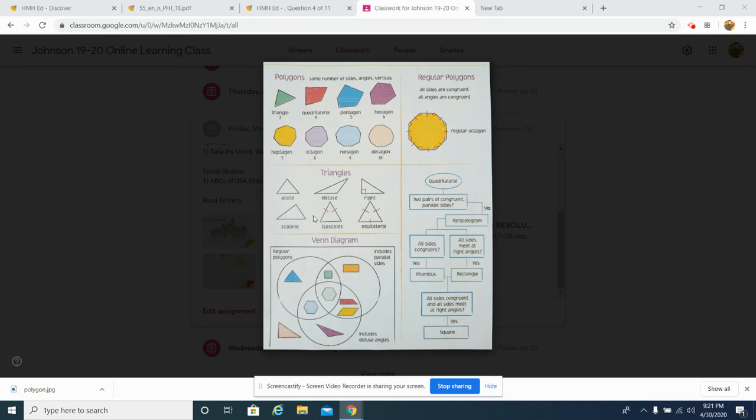Okay, a scalene triangle, all the sides are different. So you can see that these have different lengths. An isosceles triangle, you have to have at least two sides that are the same. And an equilateral, well, what's its root word in there? Its base word is equal, so all three sides are equal. Okay, so that will help you. Also watch the Math on the Spot video. That will help as well.